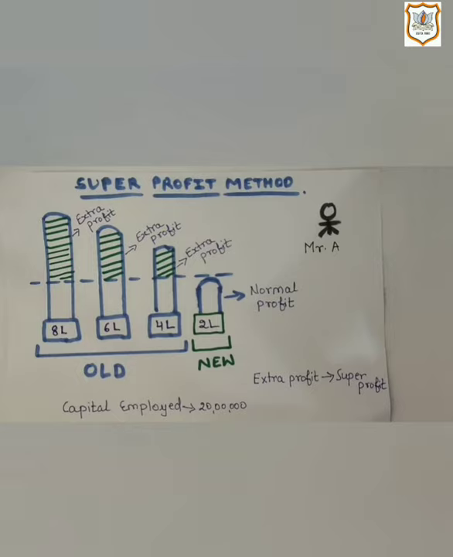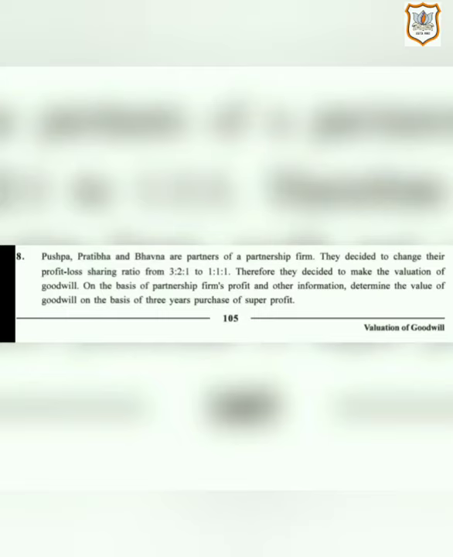So let's move on to solve question number 8 of your textbook on page number 105 based on super profit method. Here in question number 8, it is given that the partnership firm has decided to change their profit loss sharing ratio. Therefore, they decided to make the valuation of goodwill. And here we have to determine the value of goodwill on the basis of 3 years purchase of super profit.